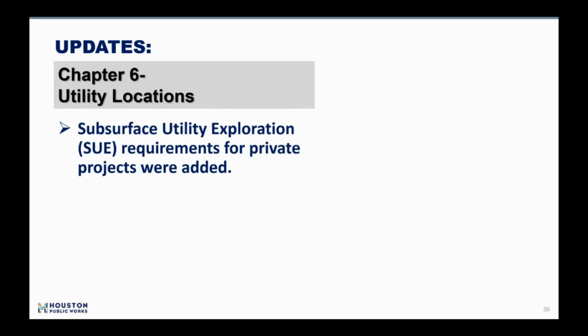In Chapter 6 for utility locations, an explanation for private projects was added, in which the city requests a quality level A, B, or C of subsurface utility exploration when underground utility, trenchless construction, or excavation is performed. The requirements of quality level of subsurface utility exploration are explained as follows.